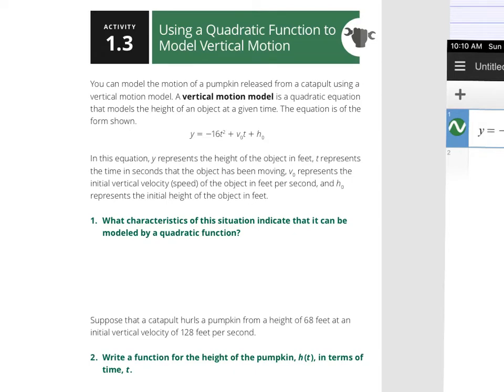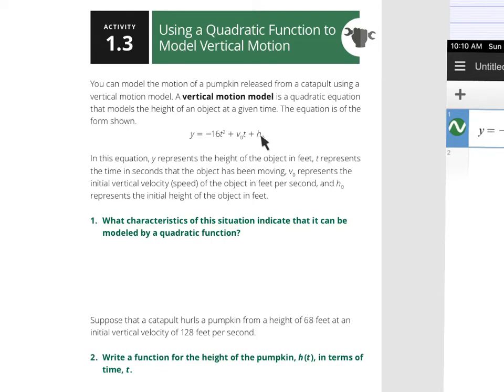Now this equation actually works for anything that you would shoot up into the air. Y equals negative 16 represents the gravity pulling our object back down. T stands for time. V stands for velocity, which is how hard you shoot it up in the air or how hard you throw it or hit it up into the air. And again, T stands for time. H stands for the starting height.